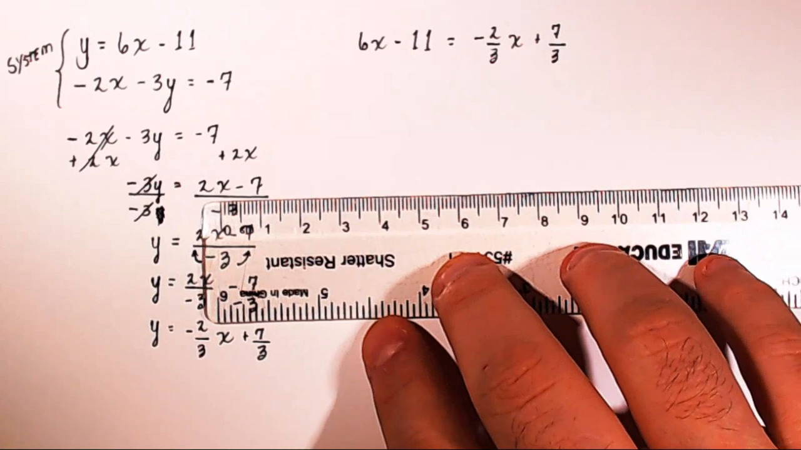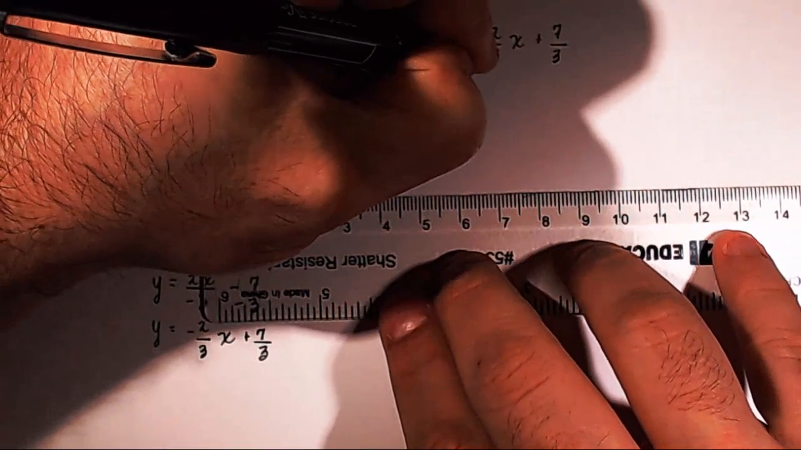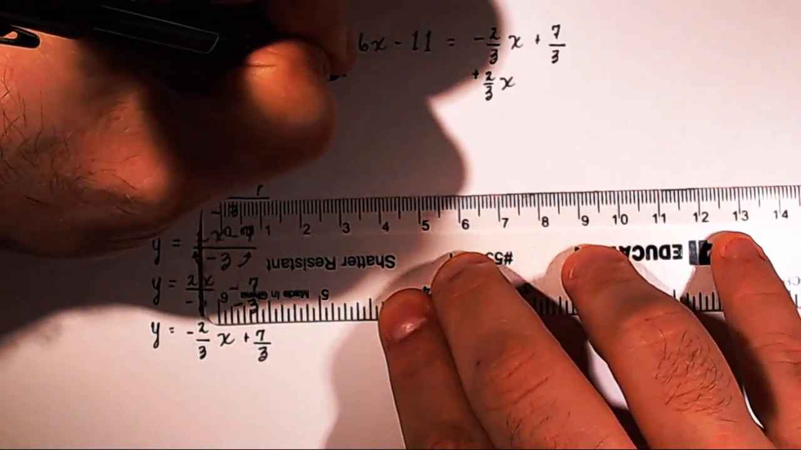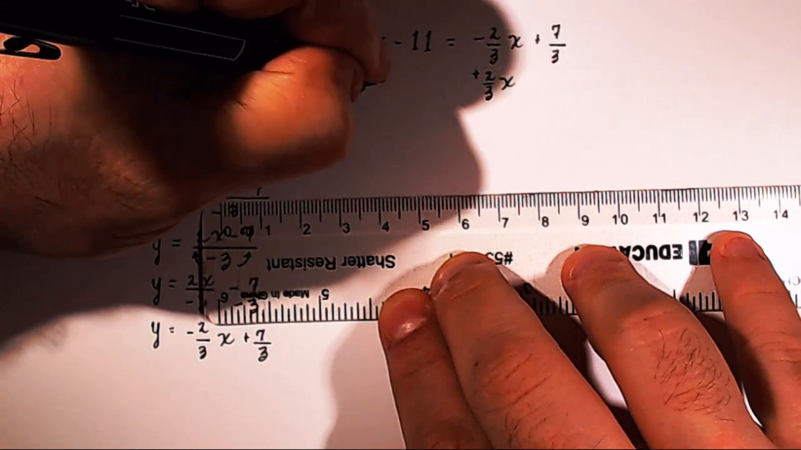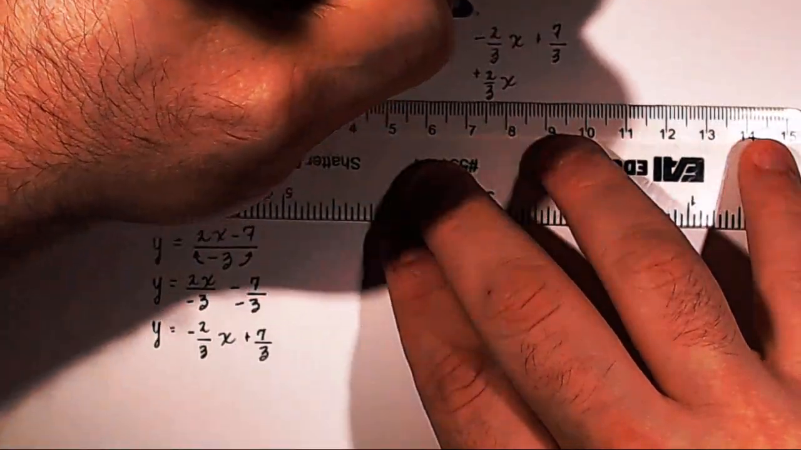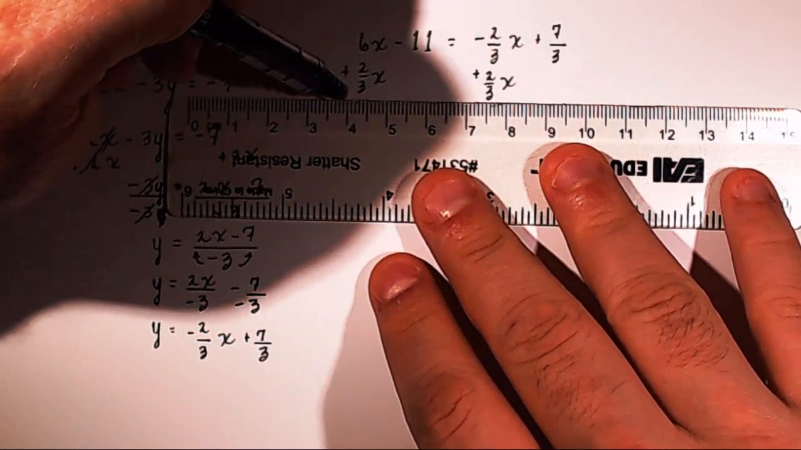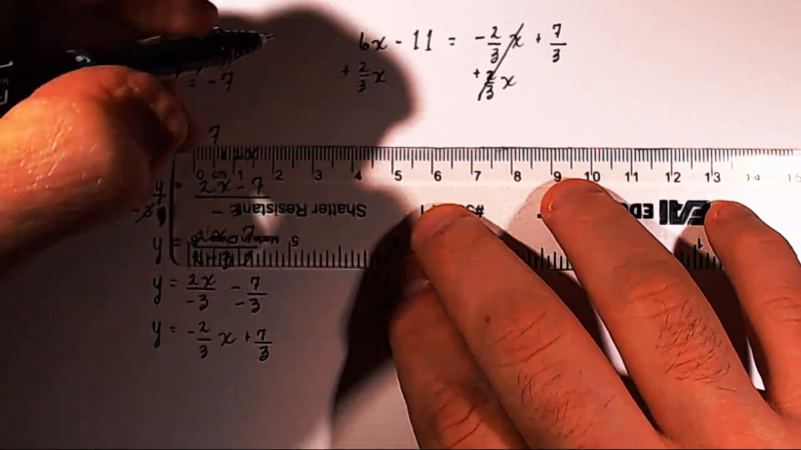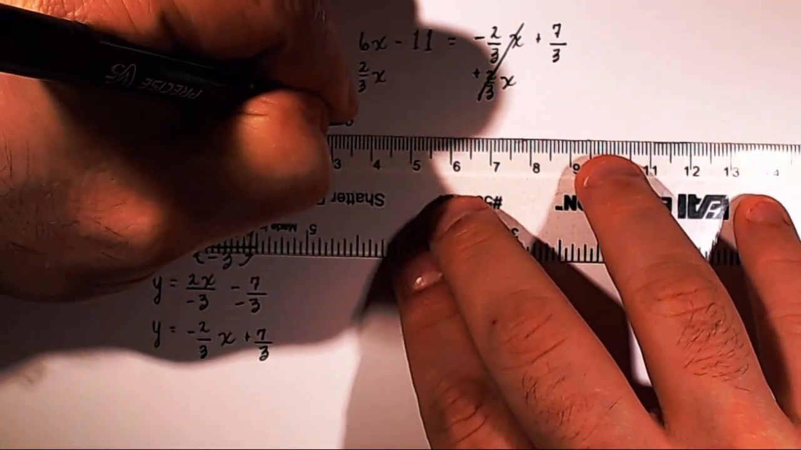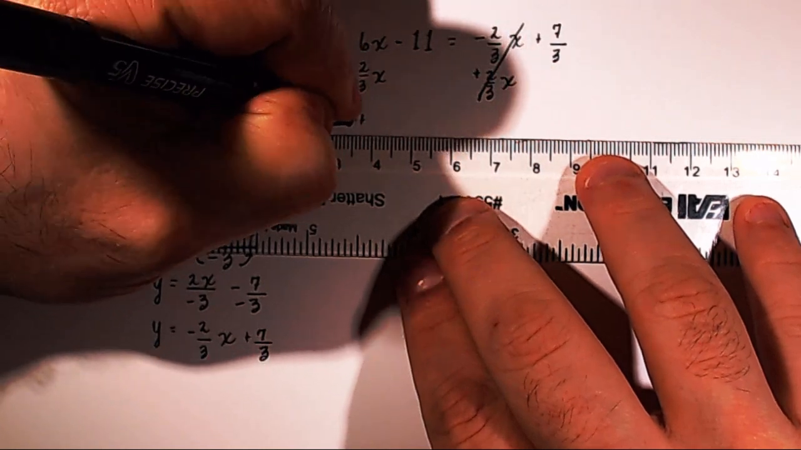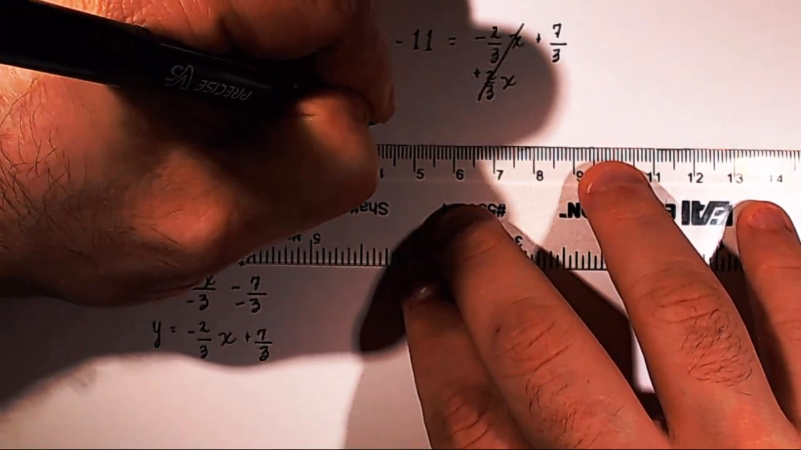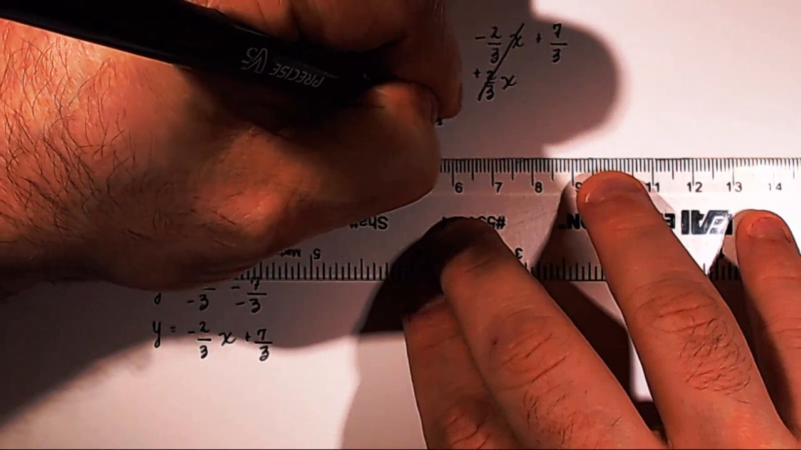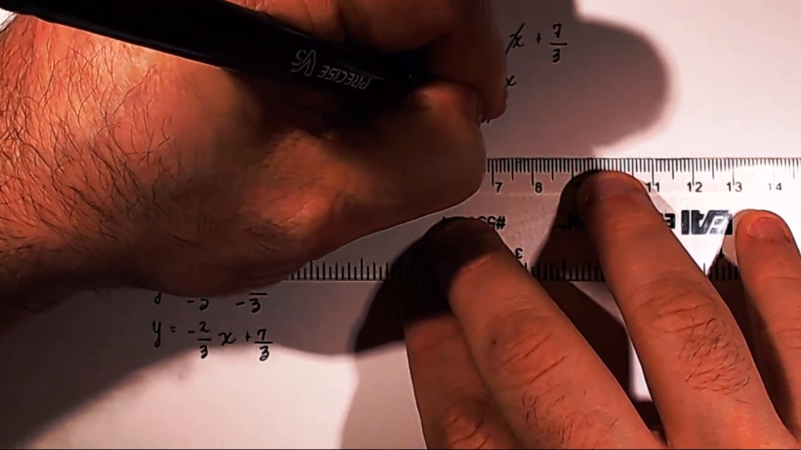Okay, and now I just solve for x right here. So I'll add 2/3 x to both sides. And this will cancel out, negative 2/3 x plus 2/3 x, because they add to 0. And now I'm left with 6x plus 2/3 x minus 11 equals 7/3.